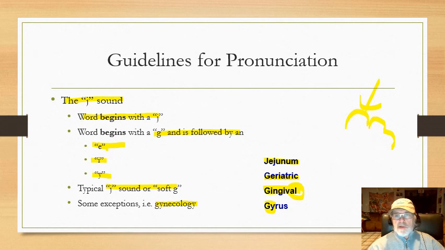So these are some typical examples of the J sound, the soft G sound. If it's a J or a G followed by an E, an I, or a Y, it's usually, again, not always, because we have this exception right here, mostly a J: jejunum, geriatric, gingival, gyrus.